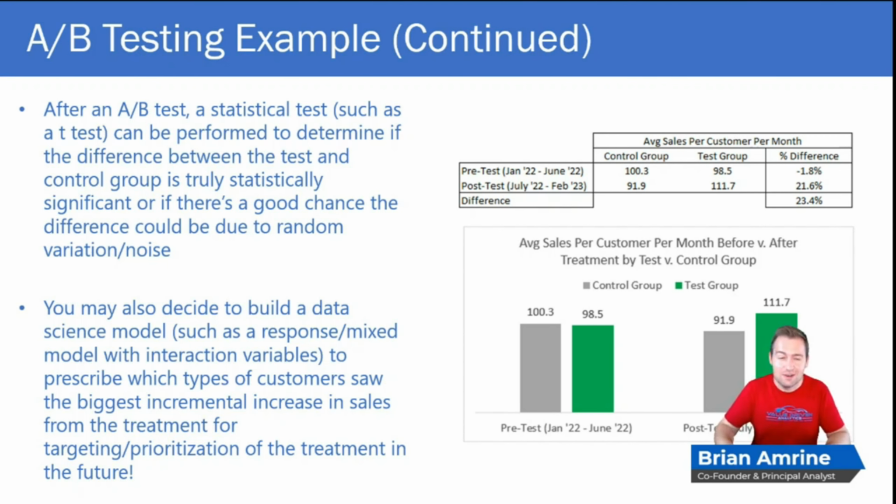Now another thing you can do, especially if you get into a response model, a mixed model that has interaction variables, is you might be able to assess not just whether there's an overall positive or negative impact of a treatment, but whether that treatment impact varies depending on other characteristics. Maybe the treatment works really well in a certain characteristic or a certain profile of customer, and not so much in other profiles. You can use interaction variables to assess whether that's the case.